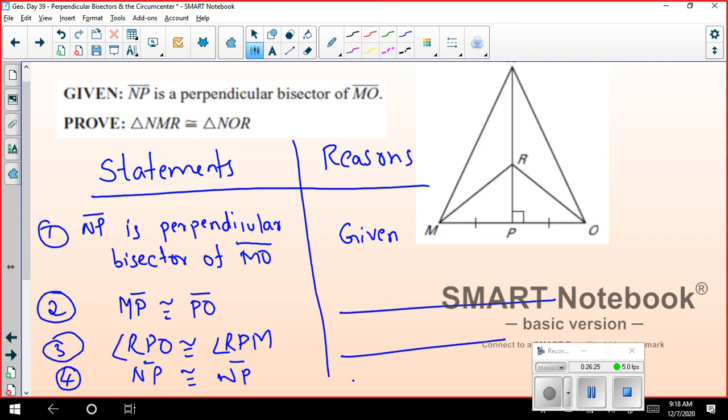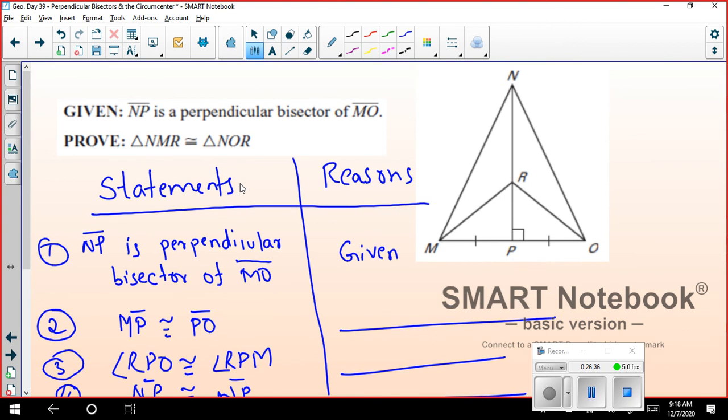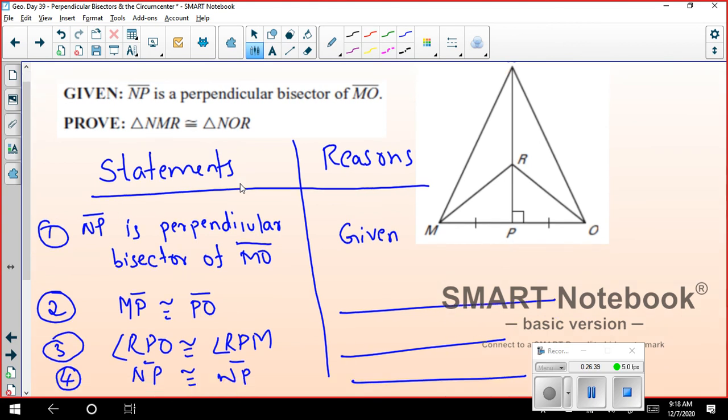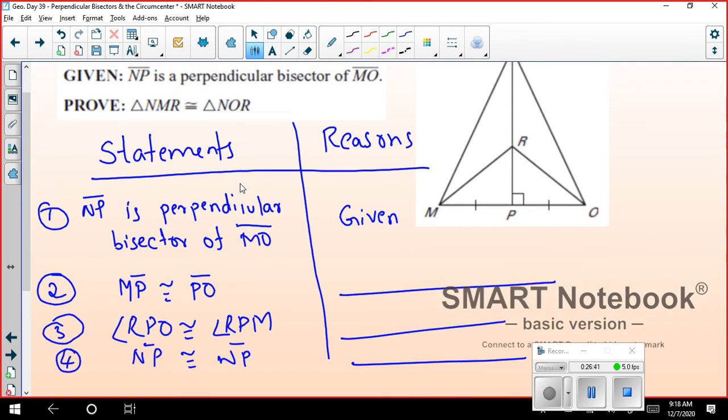You can try to give a reason for this also. From which I can tell that, fifth step, triangle MNP is congruent to triangle ONP, and I want you to list the reasons for this. Use your chat and list the reasons for these four steps.